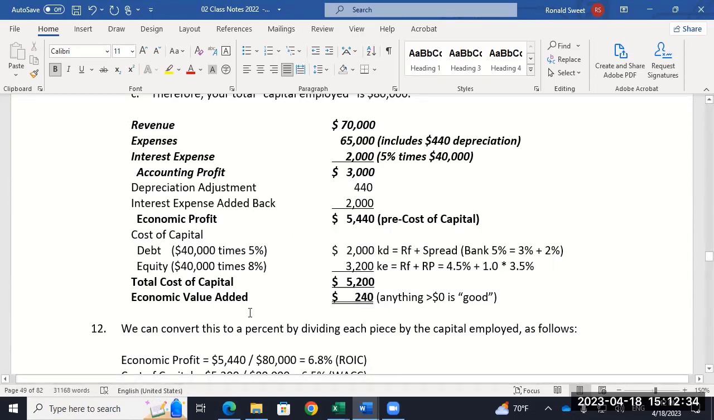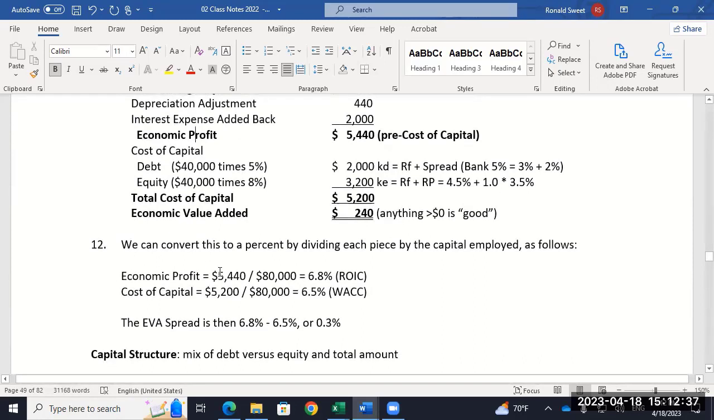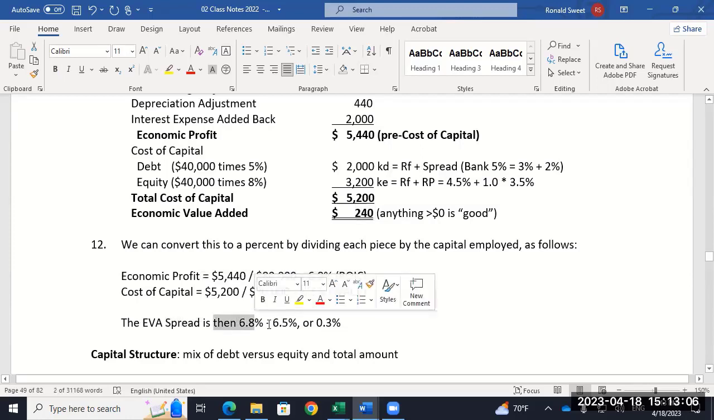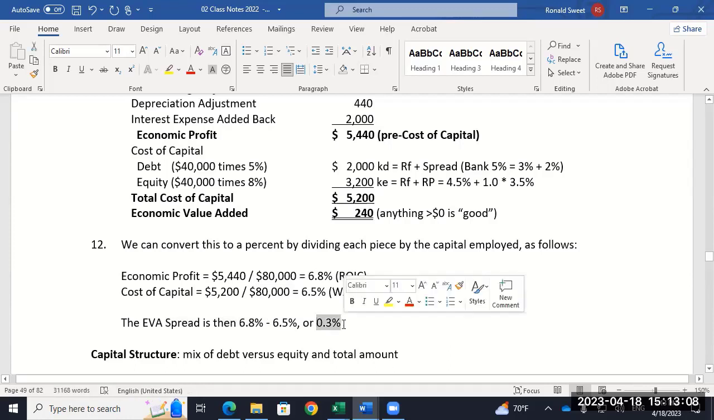Now we can convert this into percents. Our economic profit, we made $54.40 divided by the 80,000 we invested. That gives us a return on invested capital of 6.8%. That return on invested capital is just your profit over your debt plus equity. Our cost of capital is $5,200 divided by 80,000, 6.5%. Our economic value added is $240. Our economic value added spread is our return on capital minus our cost of capital, or 0.3%.